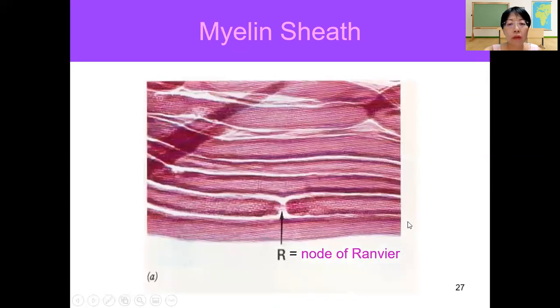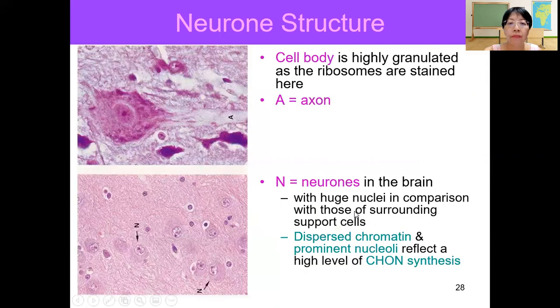So this is another micrograph showing you the node of Ranvier here, right? This is thinner. The rest of the part are thicker. So these are micrographs with nerve cells that are being stained, okay, to show you the structure of the nerve cells. So over here are explanations of the structures, okay? So this is a cell body and this axon. This is in the brain to show you that these are the neurons in the brain, okay?